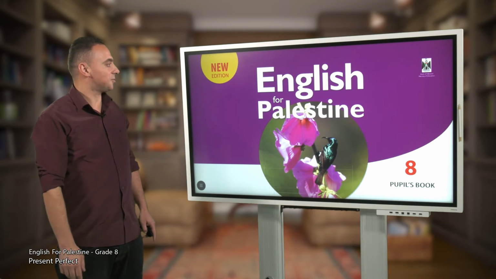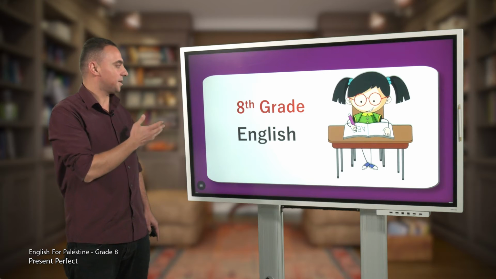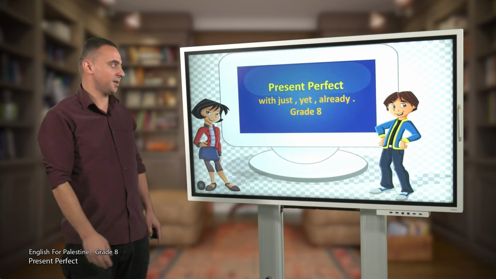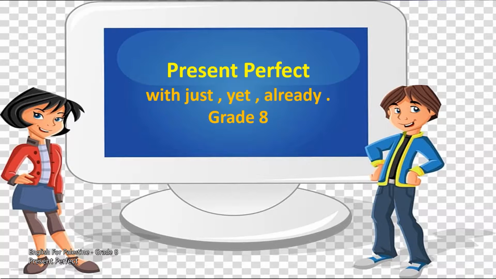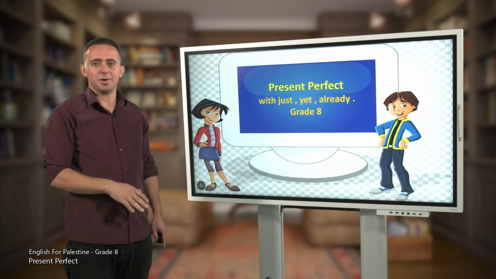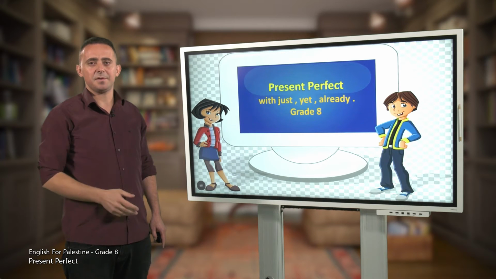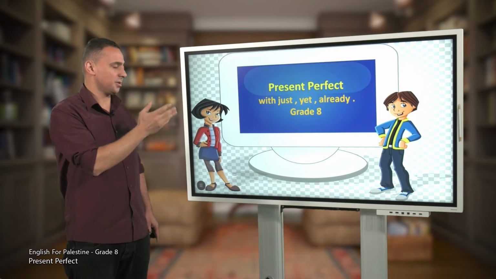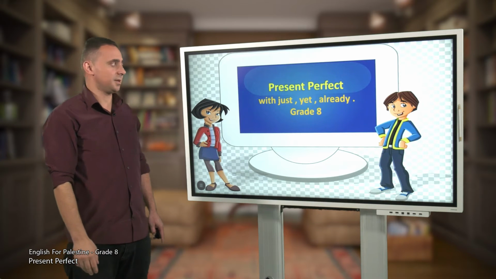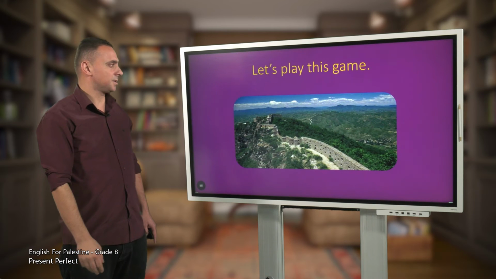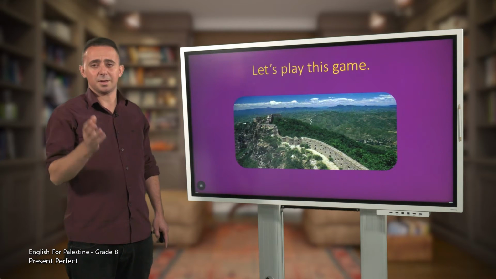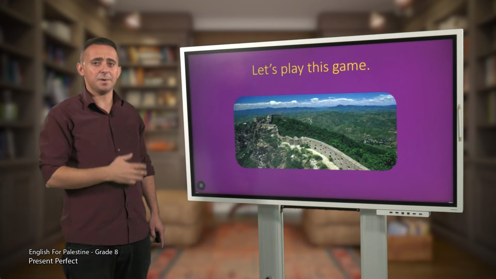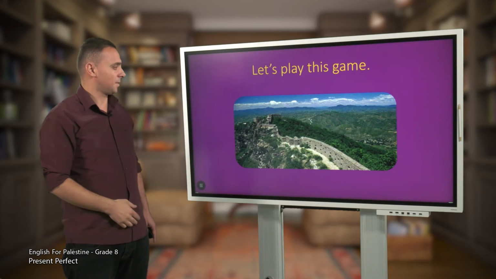Today, dear students, we will talk about present perfect. Again, the title of our lesson today will be present perfect with just, yet and already. In this lesson we are going to learn how to use the present perfect with some expressions like just, yet and already. Let's get started. Now, dear students, before we start talking in detail about the present perfect, let's play this game.